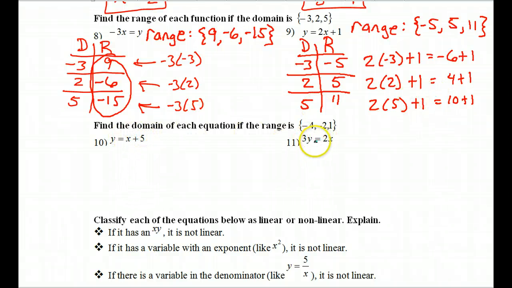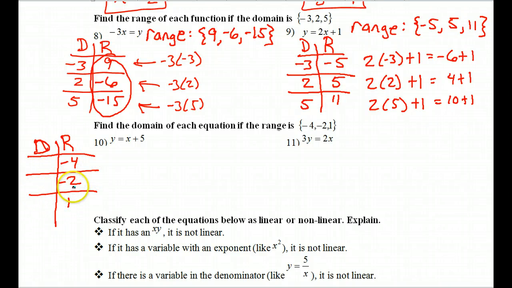Number 10 and 11 are almost the same thing, but we're given the range and we're supposed to find the domain. So this is the deal. We're still thinking in terms of domain and range, like x's and y's. So this will be my domain, this will be my range. We're given that the range is -4, -2, and 1. We need to find the x values that go with these y values, basically.